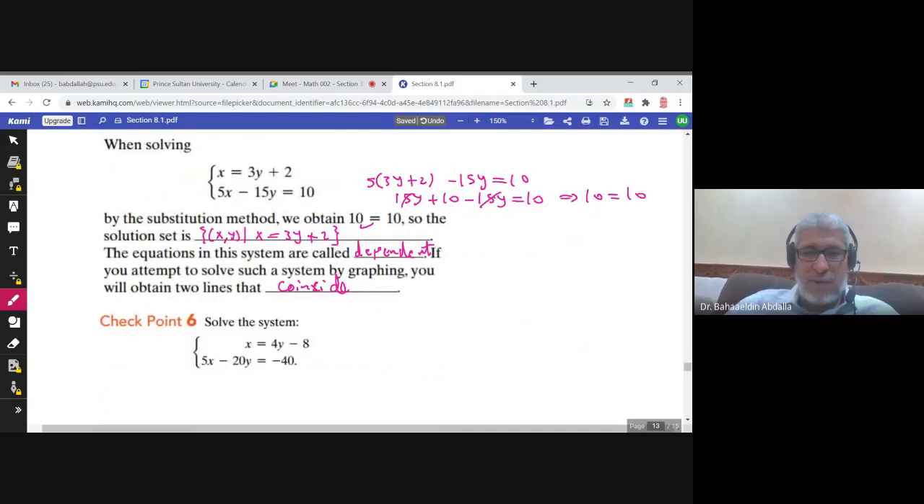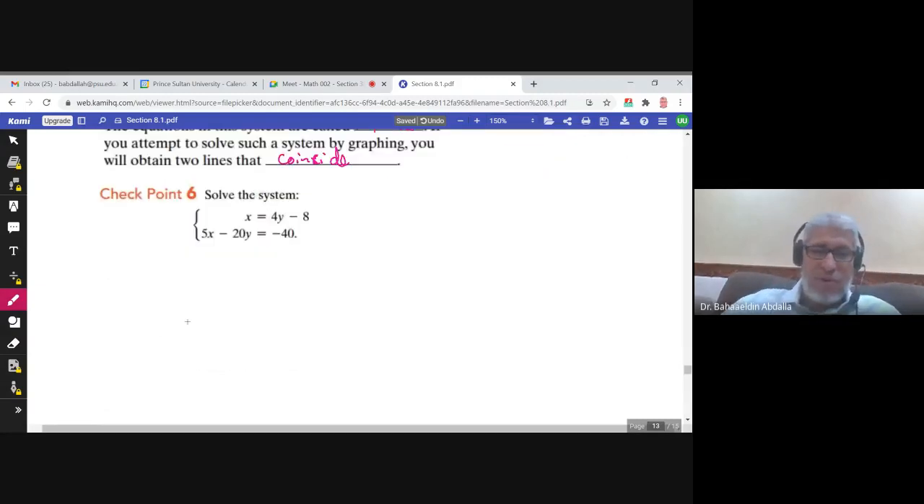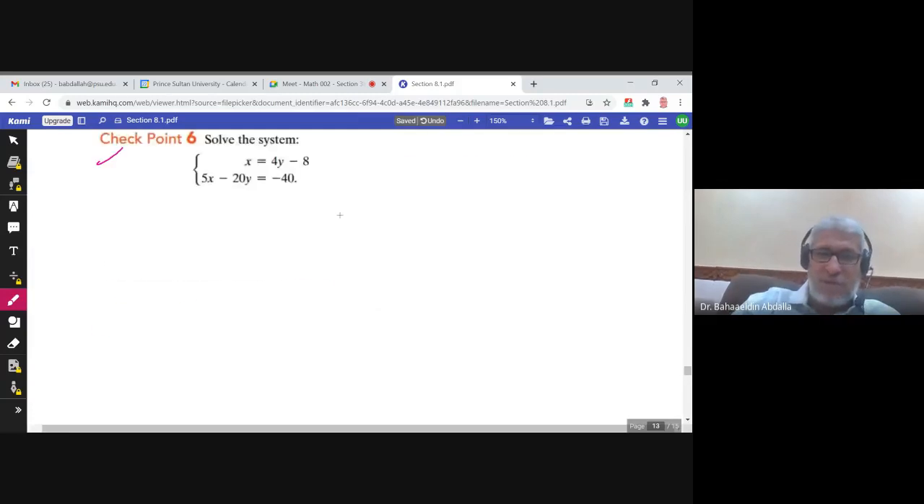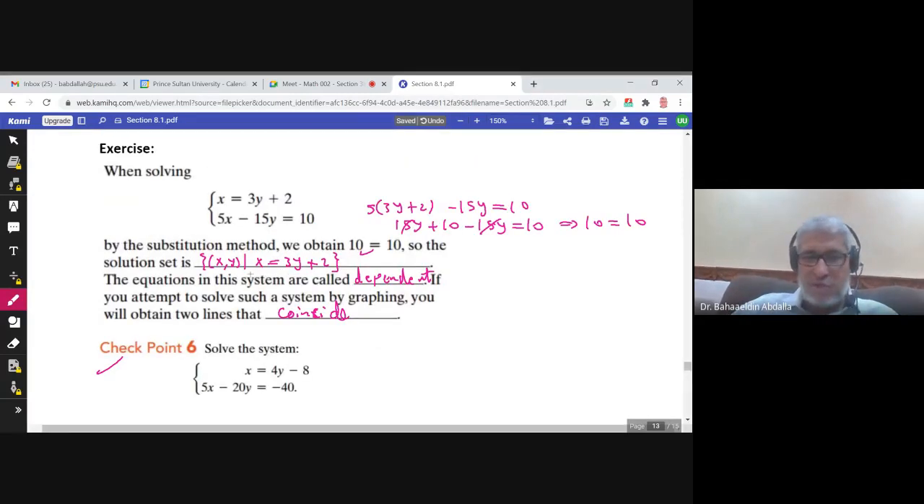Now, let us solve this system. Please do it by yourself. It is similar. Also, these are some exercises. Solve by the method of your choice, whether substitution or addition. Identify systems with no solutions and systems with infinitely many solutions, using set notation to express their solution sets. Set notation is this one. When you write like this, it is called set notation.